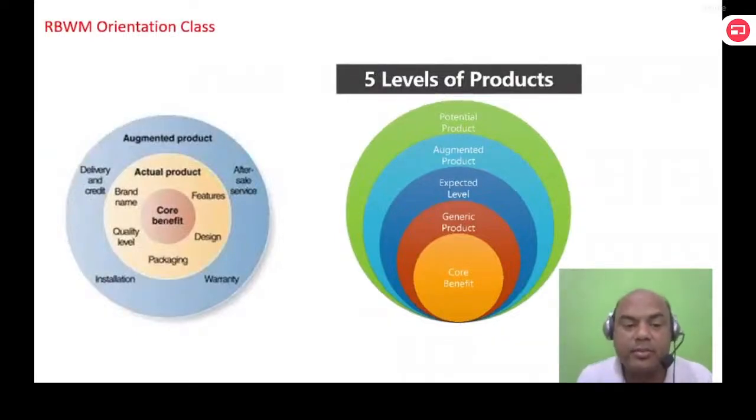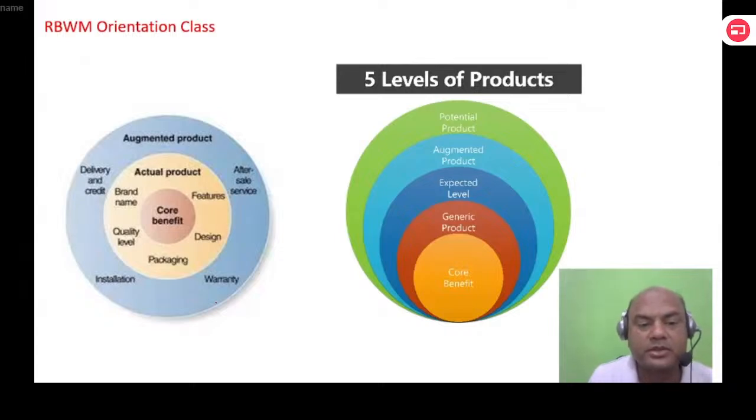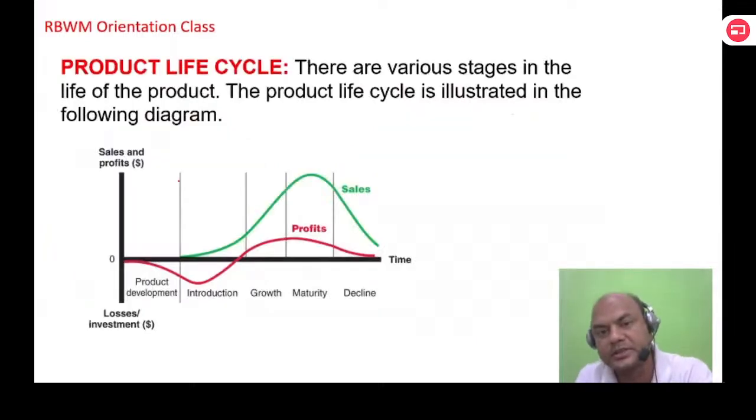Mainly we consider three products which are asked in the exam. In the exam they ask you these 3 products: core, actual, and augmented. These are the three products which they ask. Similarly, the second question I'll take. These are all examples I'm giving you.